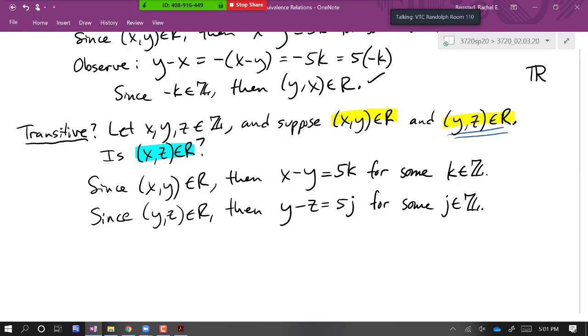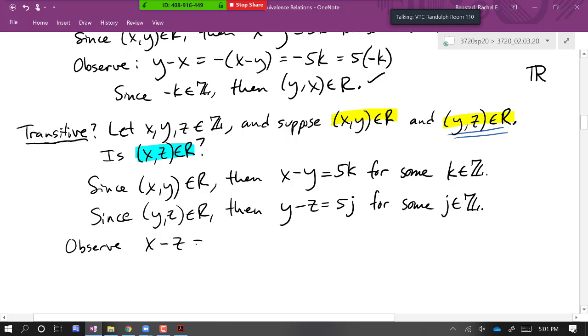what is it that I want to look at? How do I see if x is related to z, or what would it mean to say x is related to z? That x minus z is 5 times a constant number. Right, so what I want to do now is just play around with the expression x minus z. I can't say right now it's a multiple of 5, right? I have to show it. But that's what I want to look at.